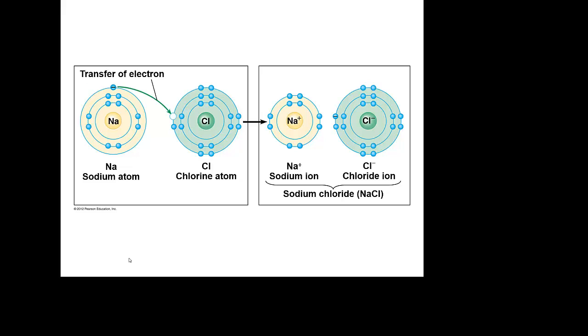So when we look at these guys, we now have a positive sodium and a negative chlorine. Well, what happens when you have a positive and a negative and you put them together? They stick, right? So a positive sodium plus a negative chlorine gives you sodium chloride. What did we say sodium chloride was? Table salt. So you just made salt.